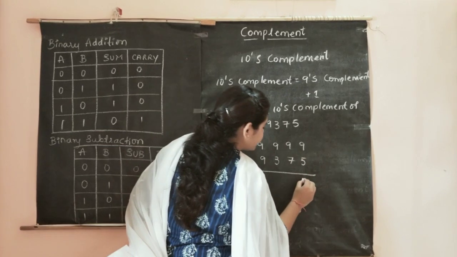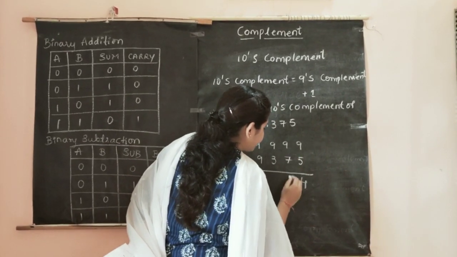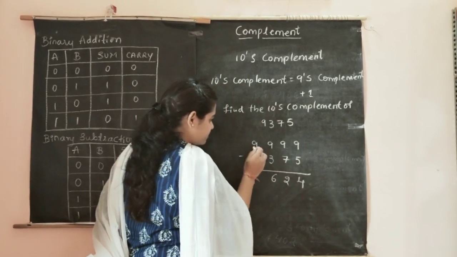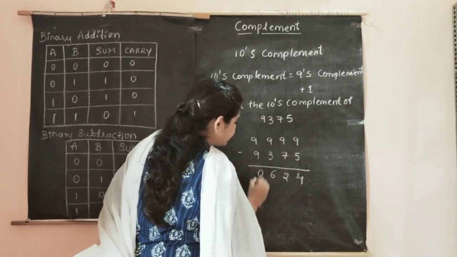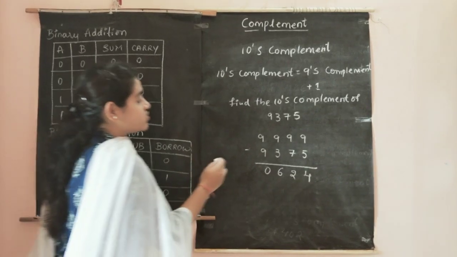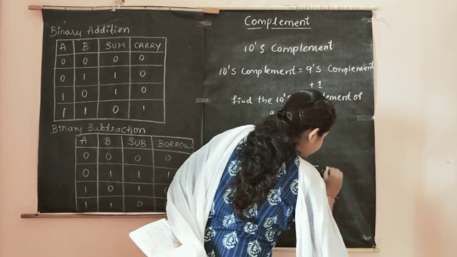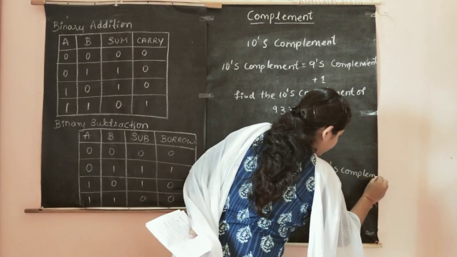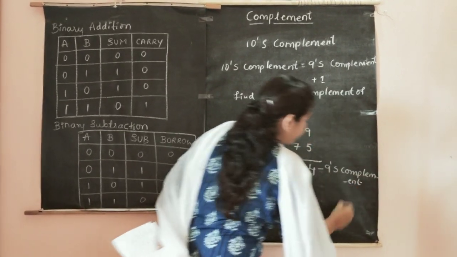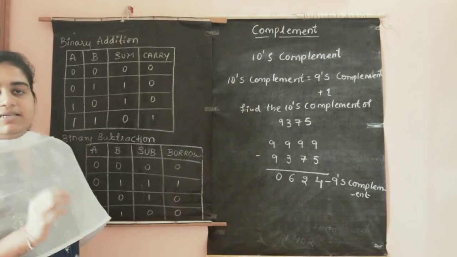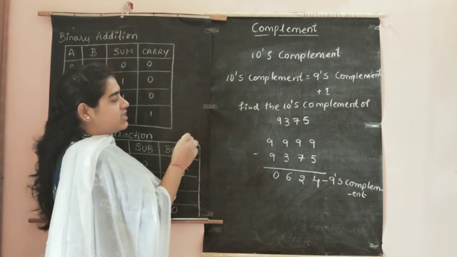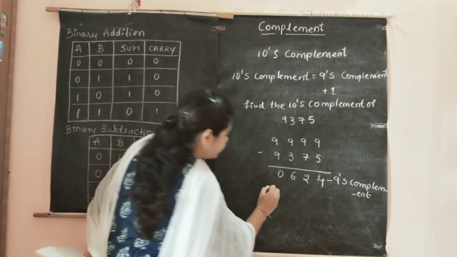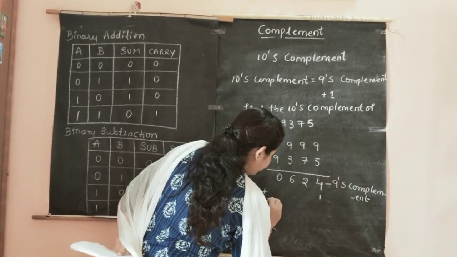So 9 minus 5 it is 4, 9 minus 7 it is 2, 9 minus 3 it is 6, 9 minus 9 it is 0. Therefore 0624 is the 9's complement here. So 0624 is the 9's complement of the given number, that is 9375. In order to find the 10's complement, we will add plus 1 here.